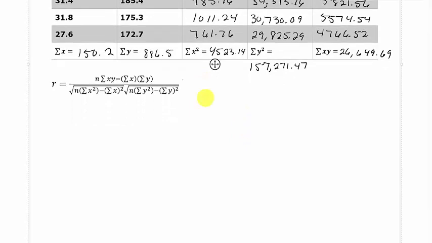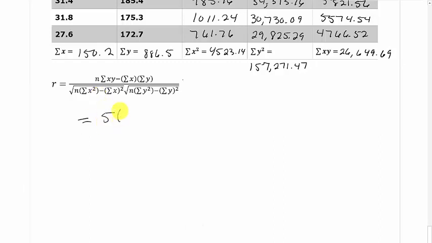Now I need to fill in this equation for R. So we have n times the sum of x times y. N is the number of pairs that we have, and we have 5 pairs. So that would be 5. And then the sum of x times y is this last number here. So that's 26,649.69. And then minus the sum of the x's. That's 150.2. And then times the sum of the y's.